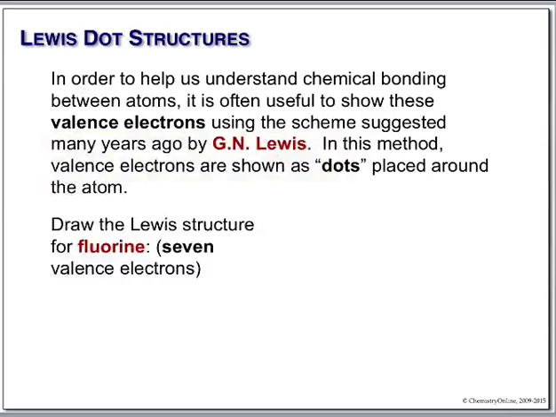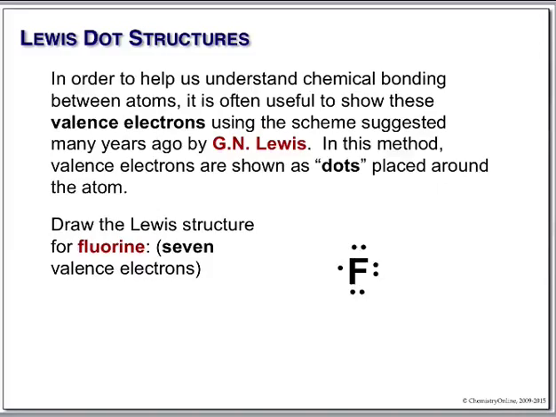Once again, once we get more than four, we start to pair them. Let's just do that with fluorine. I'll go ahead and do that. Fluorine is in the second period. It is in the seventh group. All right, we have seven valence electrons. We would put these in one at a time, and then we would pair them until they're all done. There is one unpaired electron.